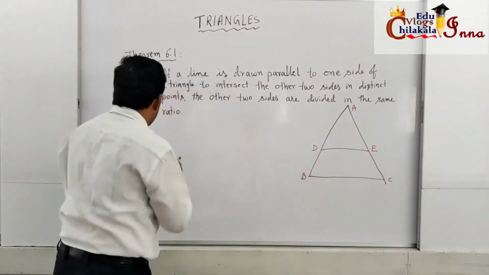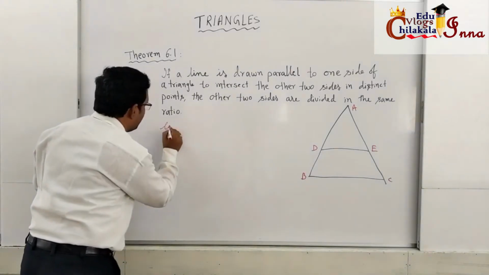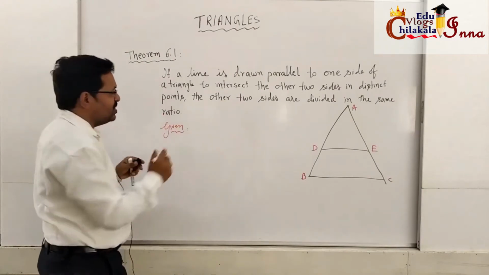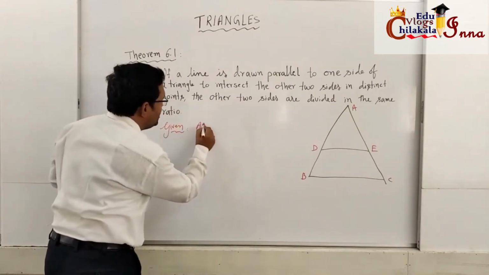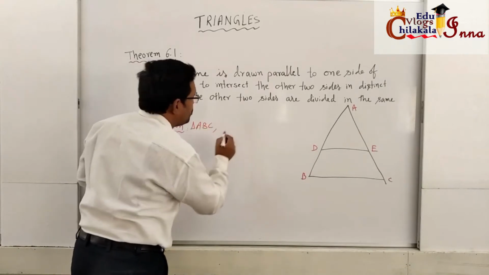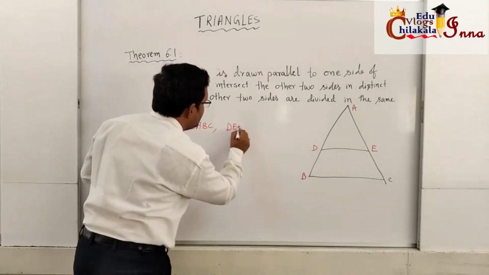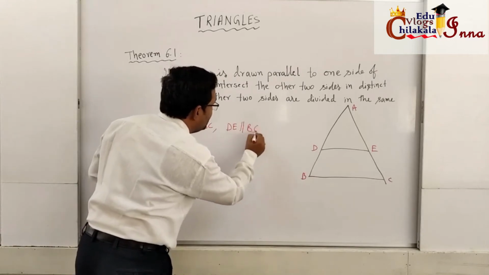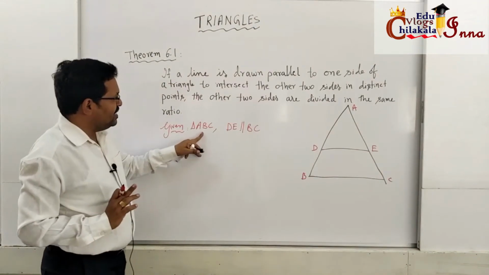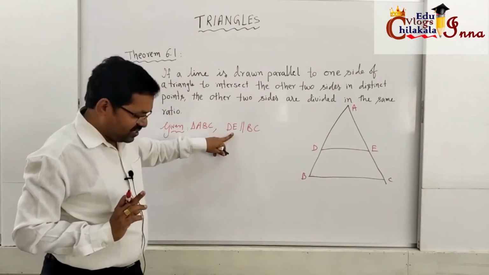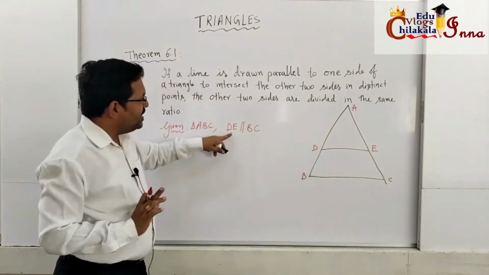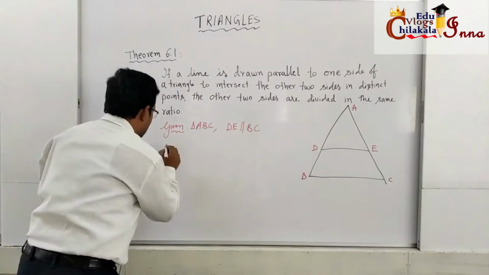So let me write here, given. What are the things that are given to us? Triangle ABC. DE is parallel to BC. That is given to us. In triangle ABC, we have constructed DE. D and E are two distinct points, and DE is parallel to BC.